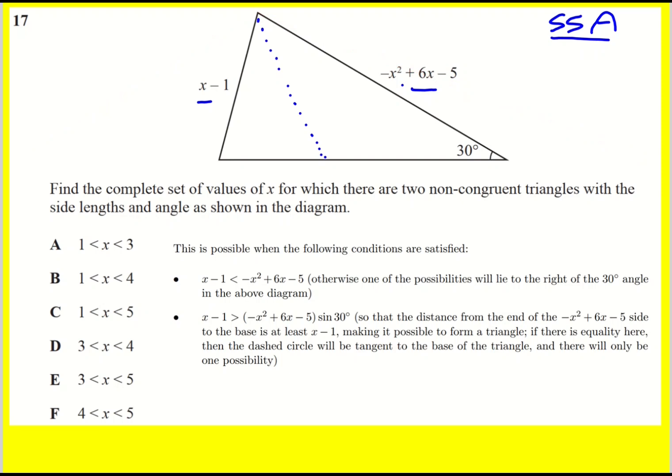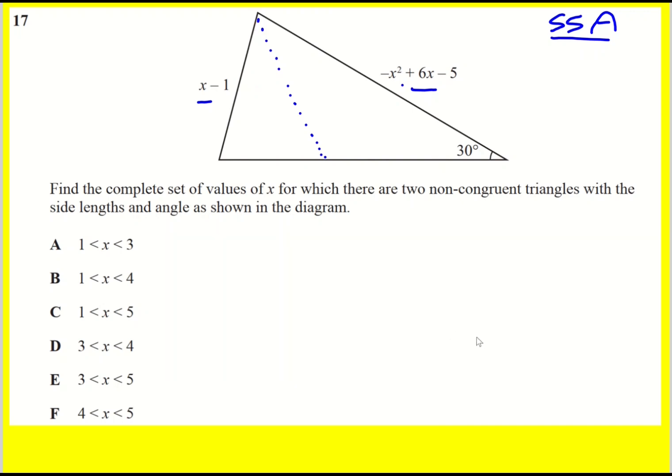You can then solve the inequality. And then if you think about minus x squared plus 6x minus 5 times sine 30, that is this line here. And x minus 1 has to be bigger than that, because that's the shortest distance to this horizontal line. So basically it just can't be less than it. And if it was equal to it, you just get the one triangle. So it's a nice approach, and you can run with it from there and solve it, and it'll work out absolutely fine. I'm going to share how I did it.